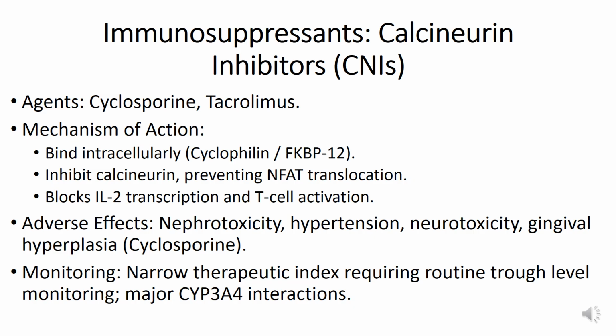A key feature of calcineurin inhibitors is their narrow therapeutic index. The difference between an effective dose and a toxic dose can be very small. For this reason, routine trough level monitoring is required. Drug concentrations must be checked regularly. Dose adjustments are often necessary.